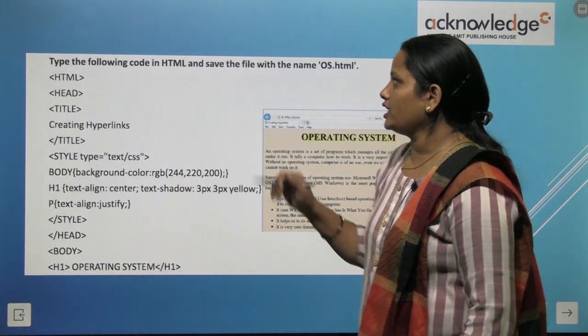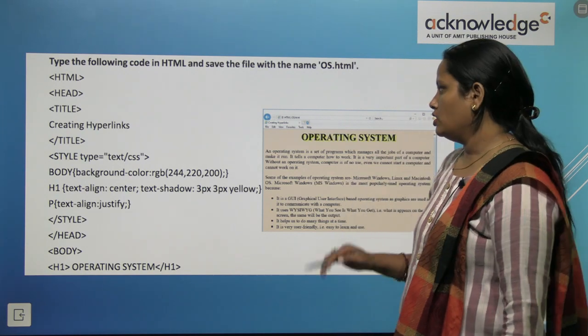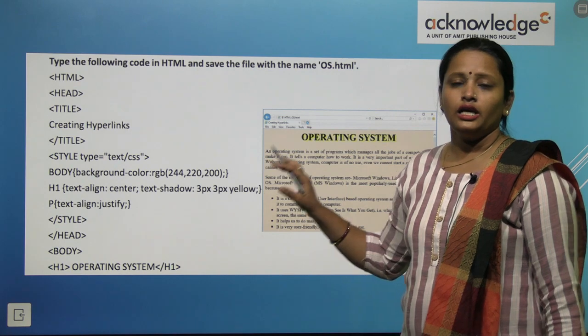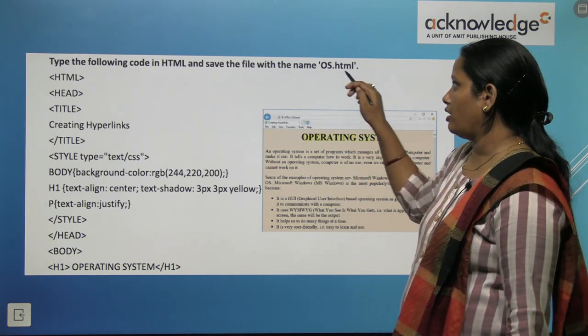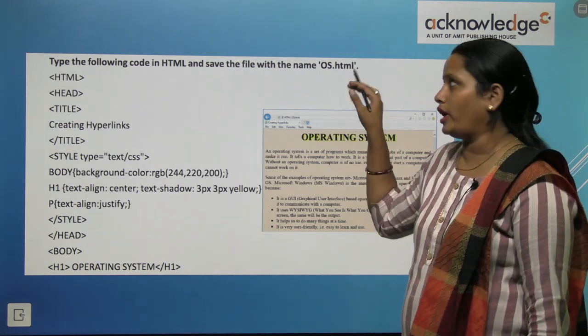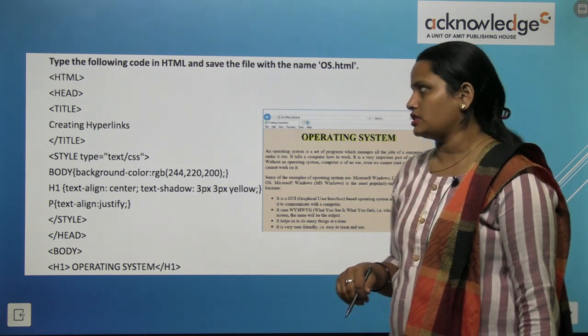Type the following code in HTML and save the file with the name os.html. So हमें ये फाइल जो है टाइप करनी है HTML में in our notepad and from there we have to write down it as इसका नाम लिखना है हमें os.html. OS means operating system.